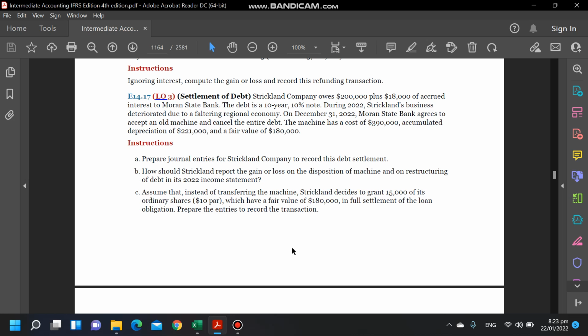So the first thing that we need to do is to calculate how much is the gain on the extinguishment of debt and how much is the gain or loss of the disposal. Yeah, the gain or loss from the settlement.